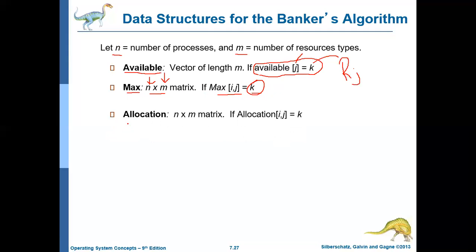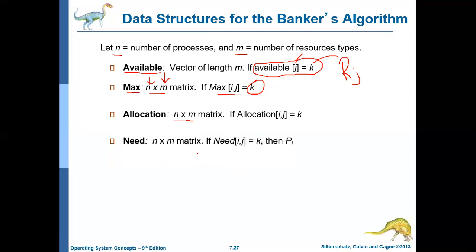Then the next data structure is allocation. Again, this allocation is also an n cross m matrix, where n is the number of processes and m is the number of resources. If allocation of i,j equal to k, then it means that k instances of resource j are allocated to process i. Okay. So that is what is called allocation.